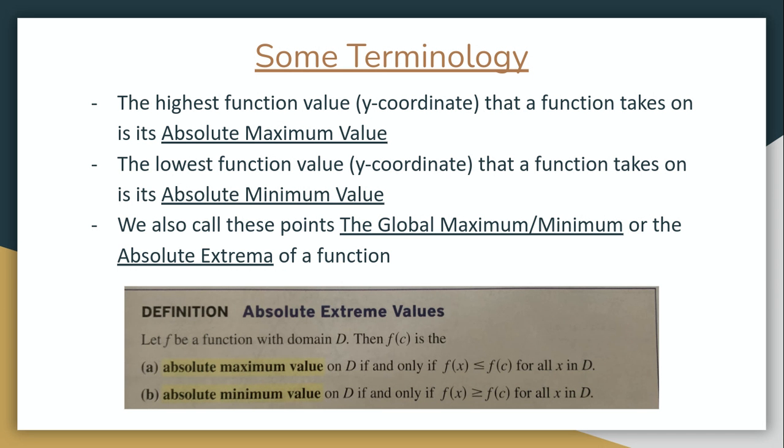And extrema is just the plural of extreme, because the minimum and maximum are the extreme values of a function, right? The ones that are lowest and highest. So we call them absolute extrema because of that. They're the absolutes, as in they're the definitively highest and lowest, and extrema because they're the extremes of the function. They're either the highest or the lowest. So that makes sense. That's why we call them absolute extrema.